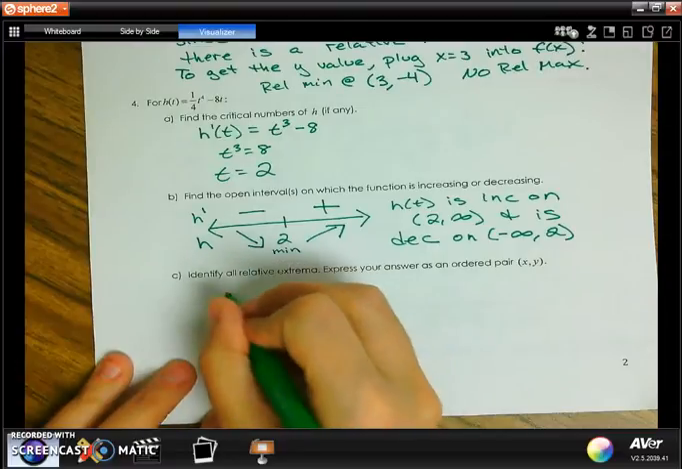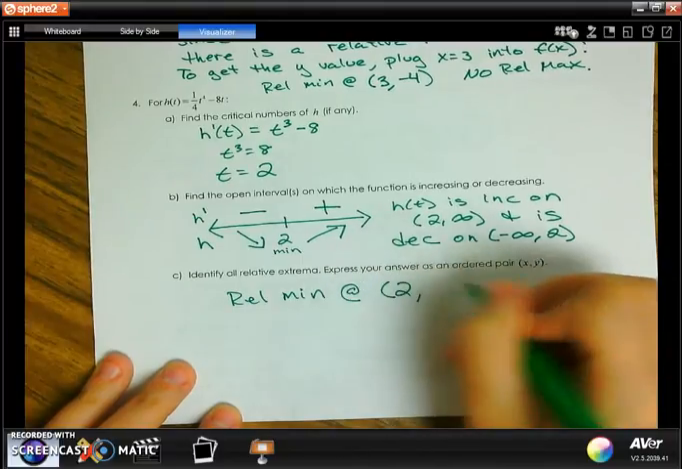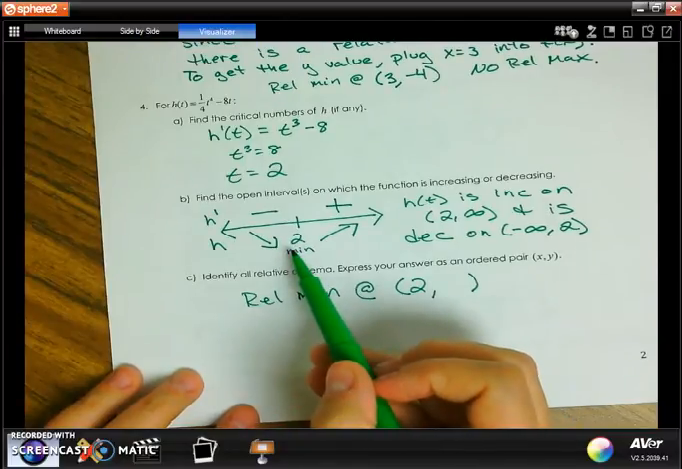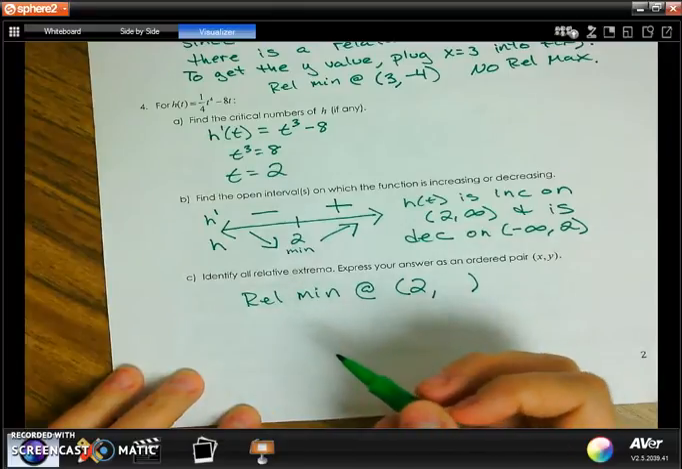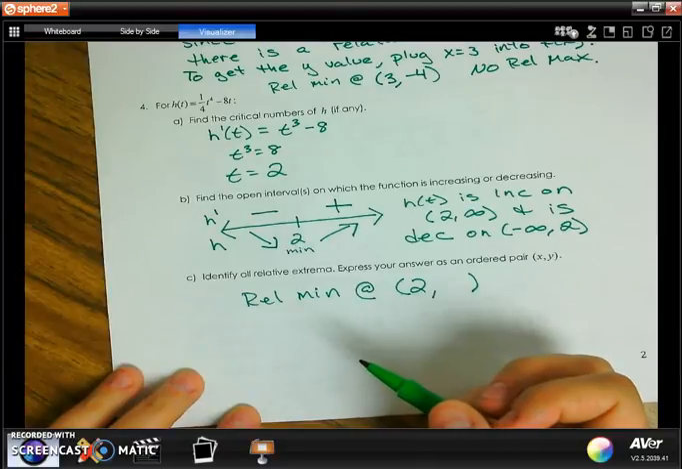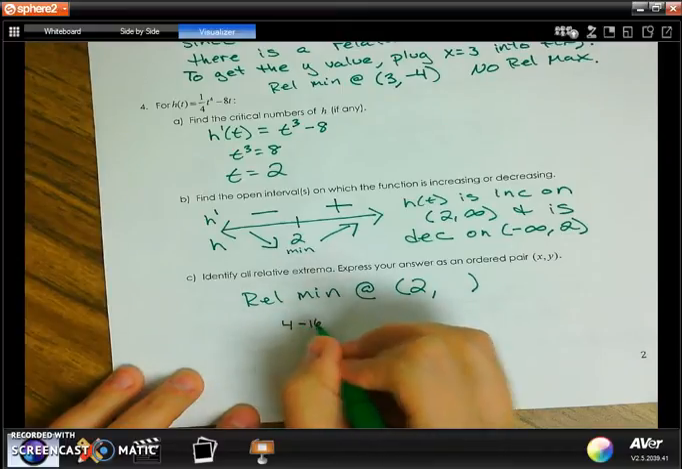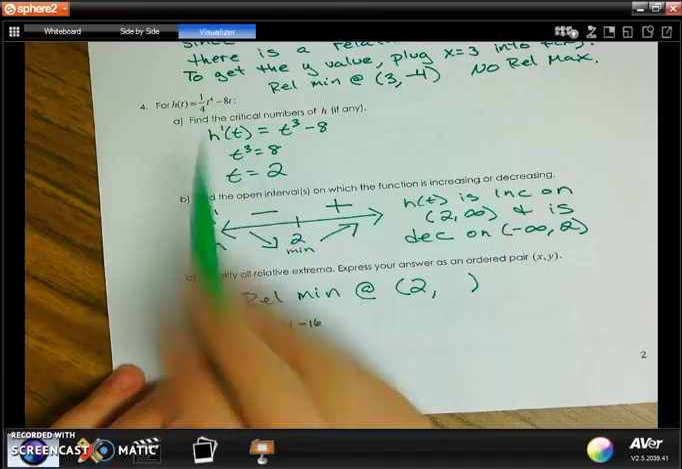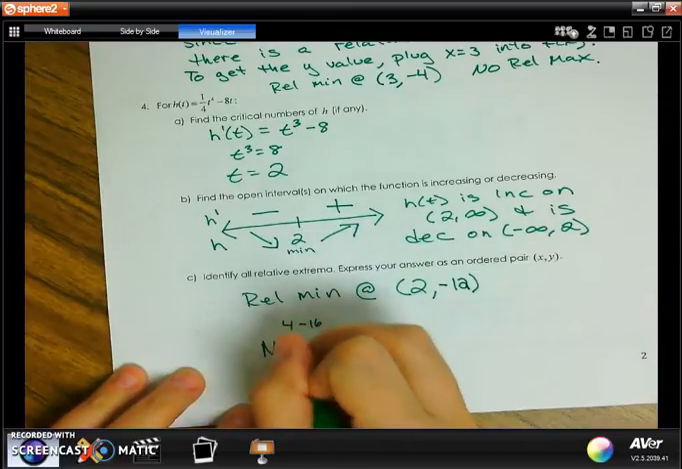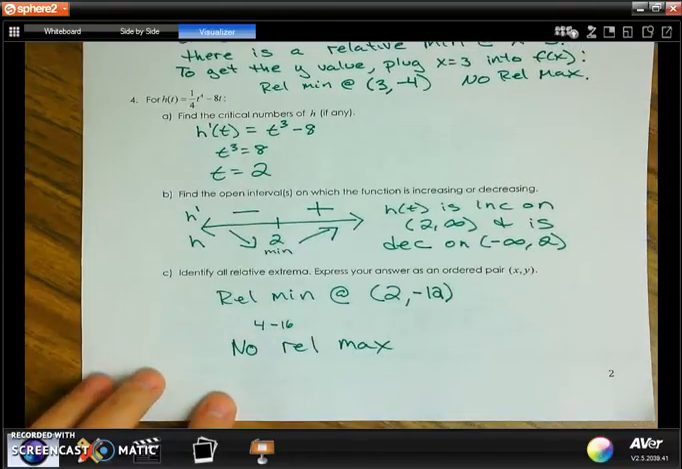So I need to say that there is a relative minimum at 2 comma, it wants it as a point, so that means I need to go and get that other value. Well, how do you get that? You're going to take this 2, and you're going to plug it back into the original. So when you plug that 2 into the original, 2 to the 4th power is 16 times 1/4 is going to be 4. So I've got 4 minus 16 there, because I plug in a 2 right here, so that'll give me a negative 12 as my y value there. And I'll just make a note here that there is no relative maximum on this problem. Alright, perfect, and that's how you do number 4.